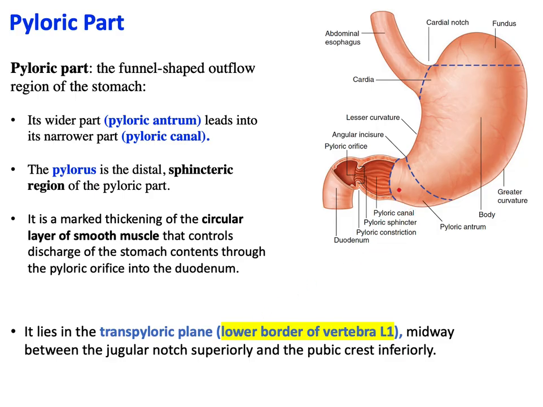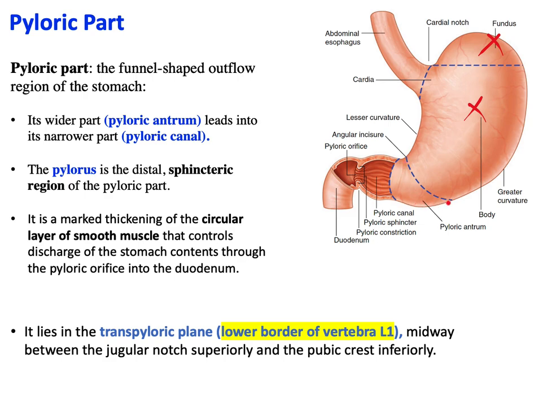And now we have finished the fundus and the body. Let us move to the pyloric part. The pyloric part, my friends, is funnel shaped and is the outflow region of the stomach. So the chyme that is digested here should pass through the pyloric part. The pyloric part has three parts, or three structures, let us say.